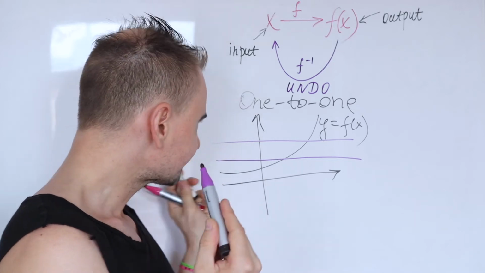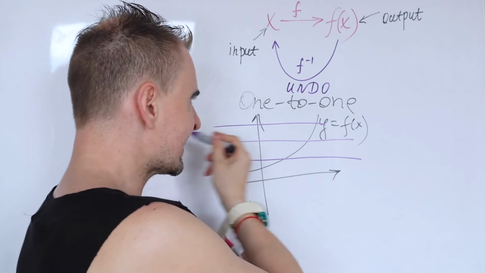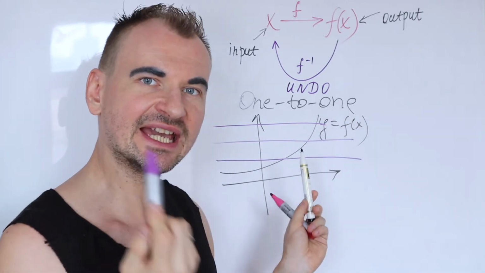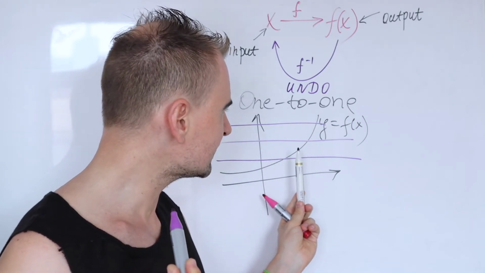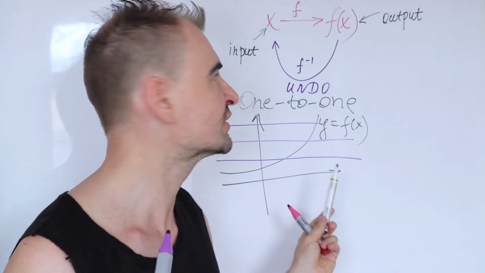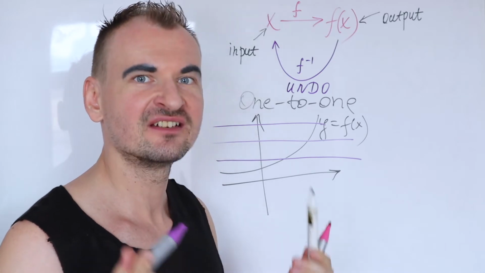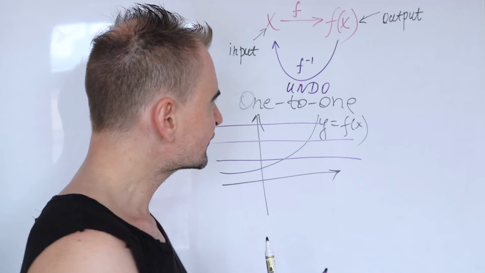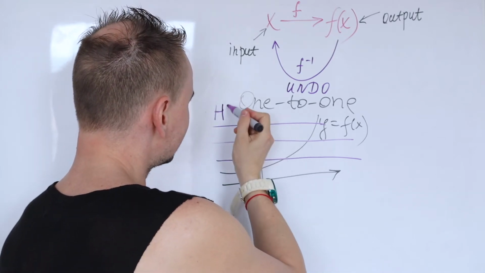So any horizontal line hits the graph of your function at one point. That means your function is a one-to-one function. And for this function, there is the inverse of the function. So this is the horizontal line test.